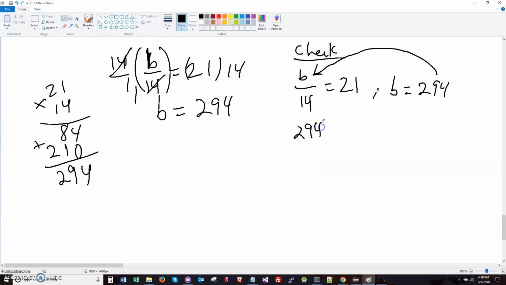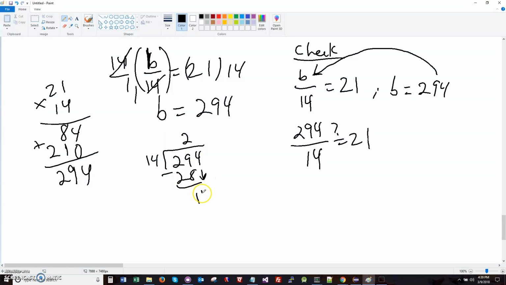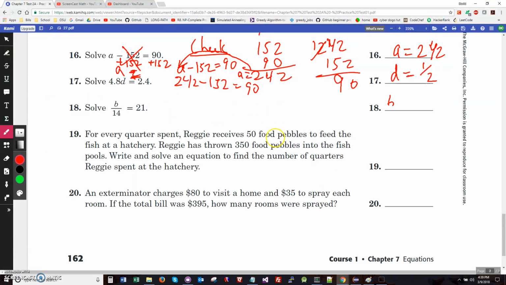So is it true that 294 divided by 14 is 21? Let's divide it and find out. So we have 294 divided by 14. 14 goes into 29 twice. 2 times 14 is 28. We subtract to get 1. We bring down 4, and sure enough, it is 21. So 21 equals 21, and we know that our solution is correct. So B is 294 is what we want here.